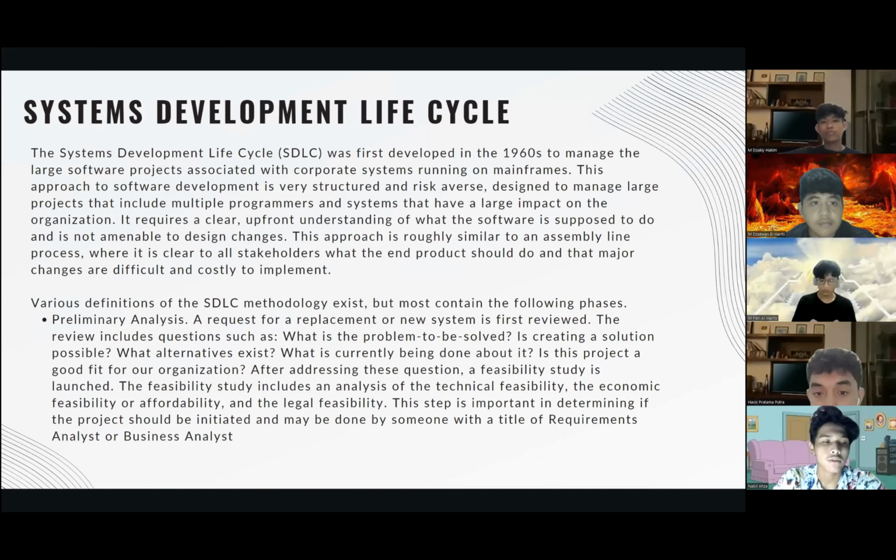The first one is preliminary analysis. A request for a replacement or new system is the first review. The review includes questions such as, what is the problem to be solved? Is creating a solution possible? What alternatives exist? What is currently being done about it? Is this project a good fit for our organization?